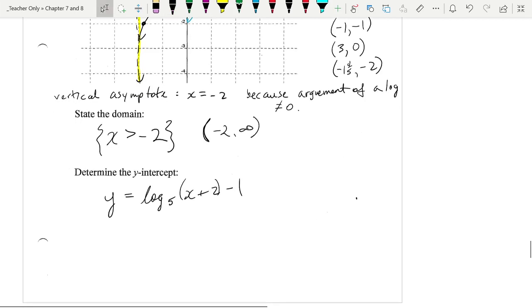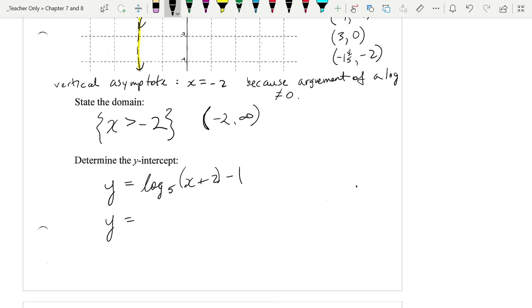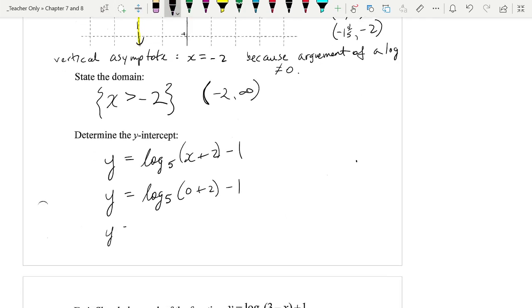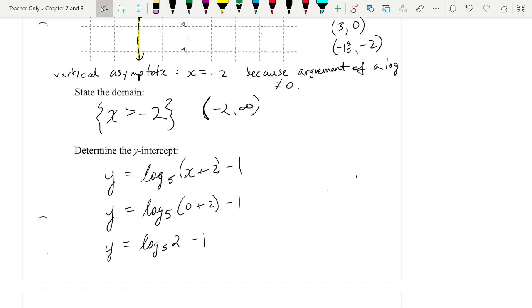So the y-intercept is going to happen when x is 0. So y is equal to log to the base 5 of 0 plus 2, which means that my y-intercept happens when I have log to the base 5 of 2 minus 1. Now, I can kind of estimate where that is. It's obviously somewhere between 0 and -1, and it's closer to the -1.